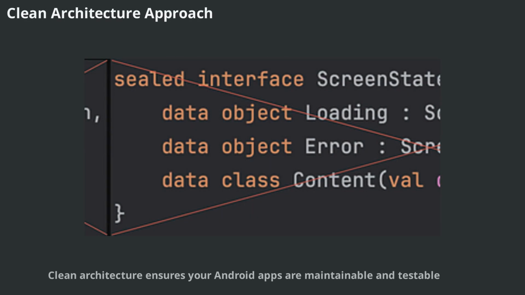Clean architecture ensures your Android apps are maintainable and testable. Interviewers may ask about flow-based approaches and separation of concerns. By structuring your app into layers, presentation, domain, and data, you can achieve modularity and scalability. This knowledge is essential for advanced development roles.